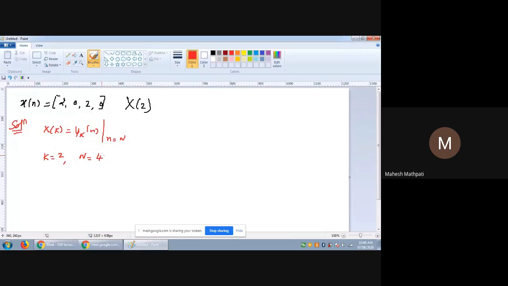Now, based on this, the above equation becomes x of 2 is equal to, what I can write? Yk of n at n equal to 4. You getting my point?